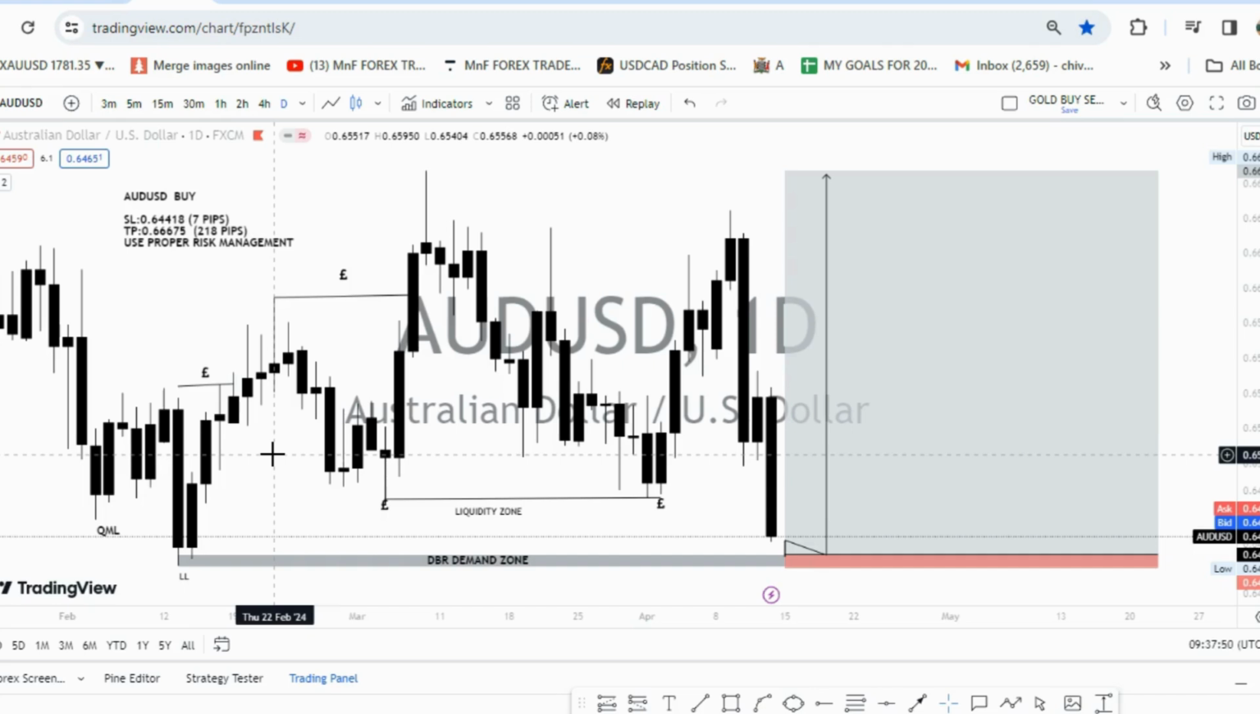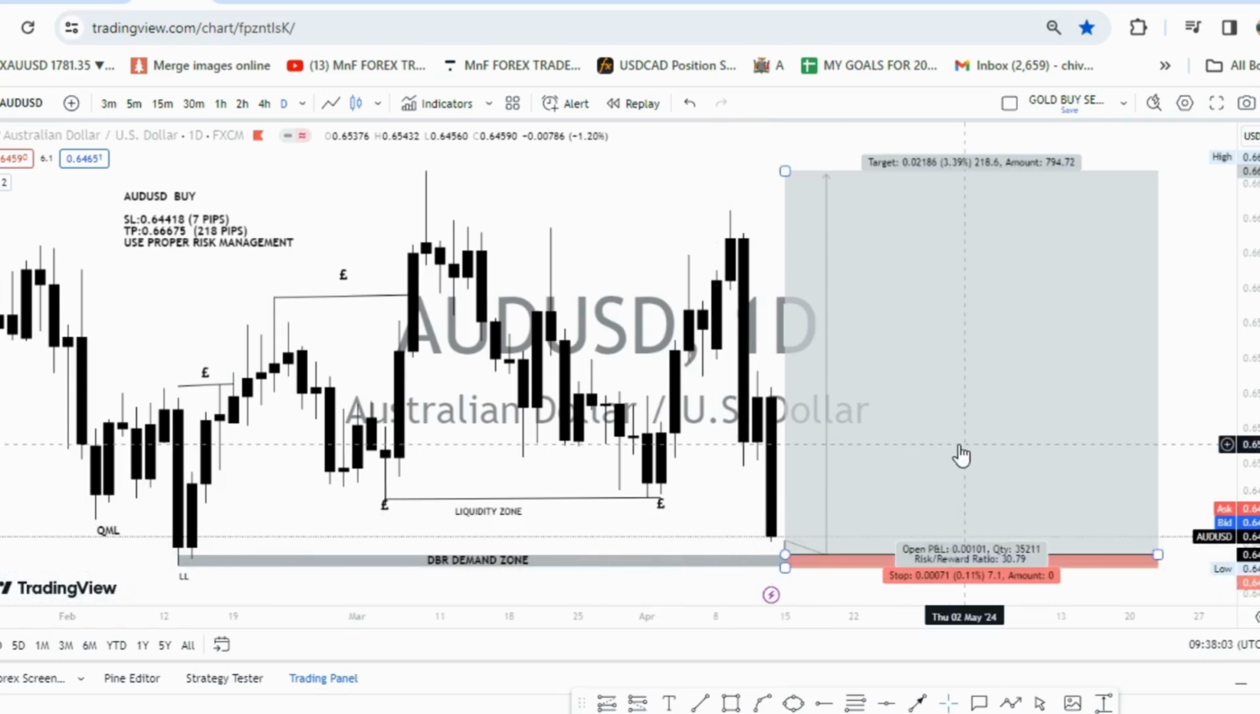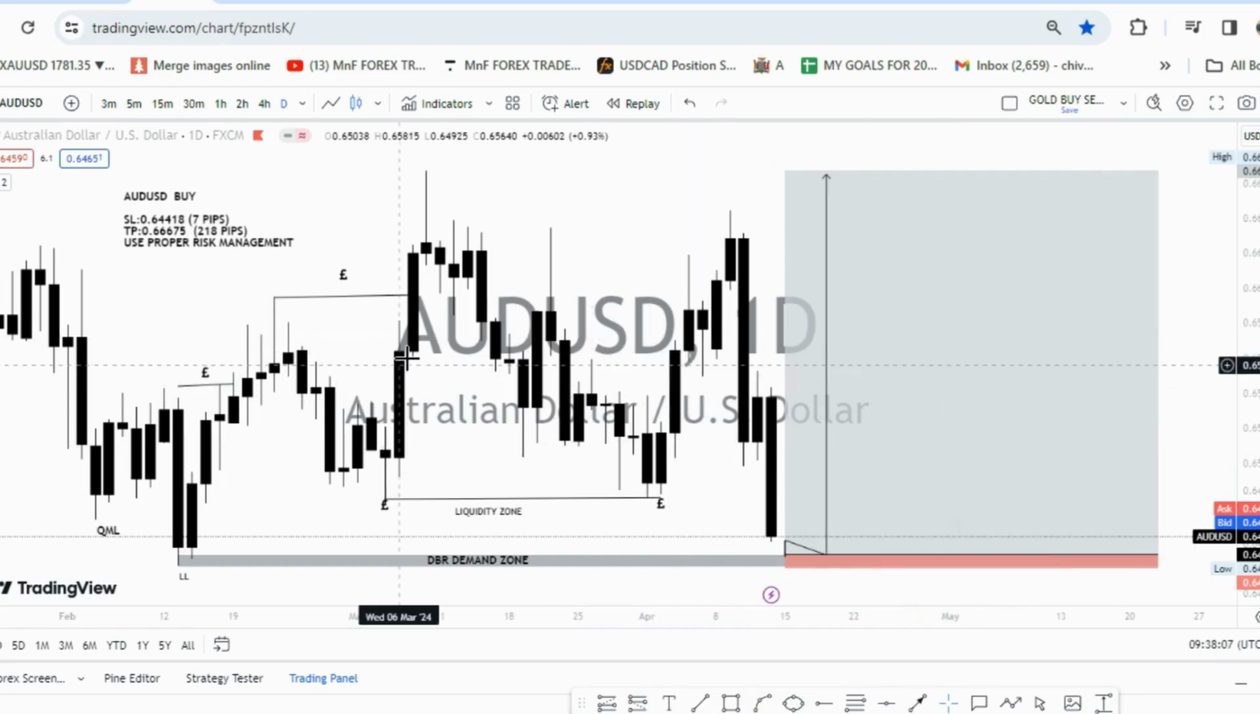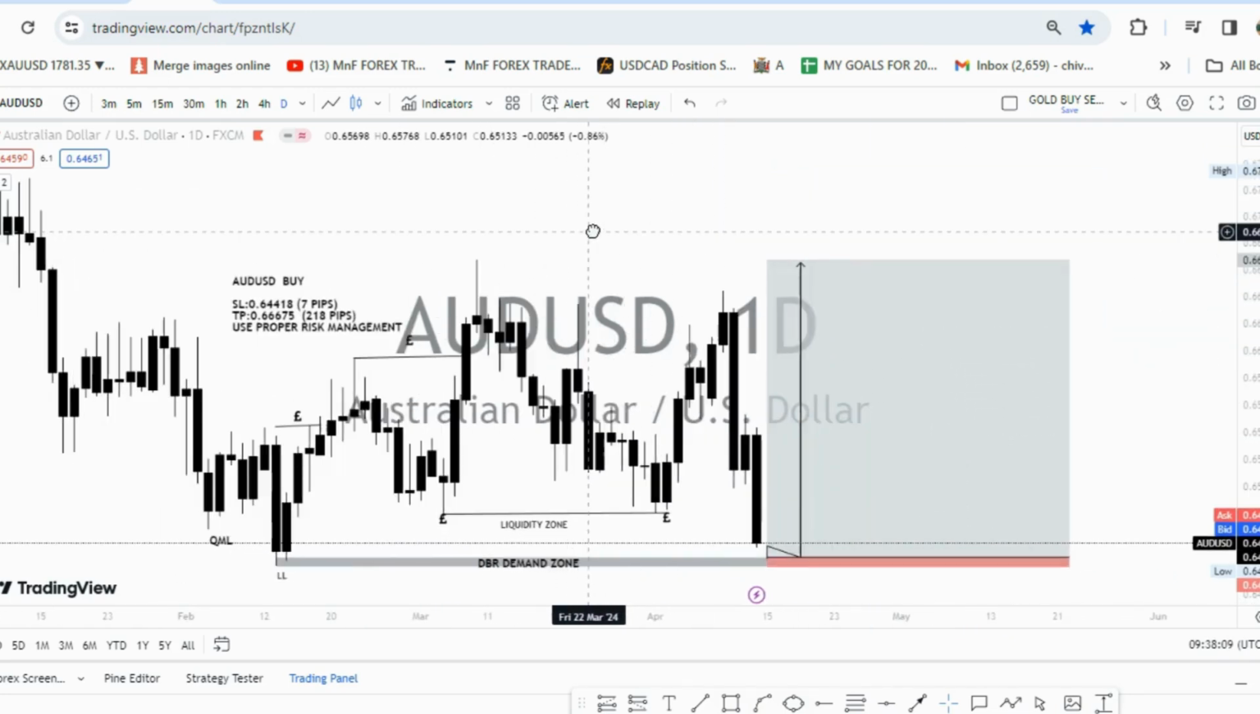Right now we'll be waiting for the market to open, and when it opens, potentially there's going to be an Asian session. Depending on how this market opens up, we wait for the fake out of the Asian session, then we can get in. You can see that our stop loss is just 7 pips and the target is 218 pips. I like how this market is presenting, so we'll see how it's going to be.